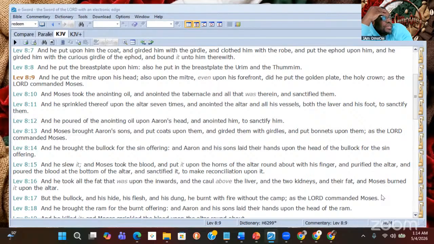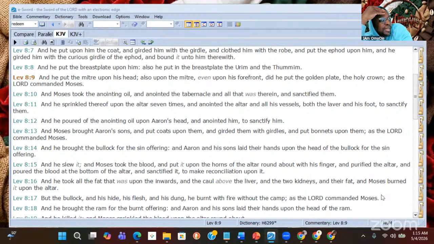And he poured of the anointing oil upon Aharon's head and anointed him to sanctify him. And Moshe brought Aharon's sons and put coats upon them and girded them with girdles and put bonnets upon their head, as Jehovah commanded Moshe. And he brought the bullock for the sin offering, for the kata offering, and Aharon and his sons laid their hands upon the head of the bullock for the sin offering, and he slew it.